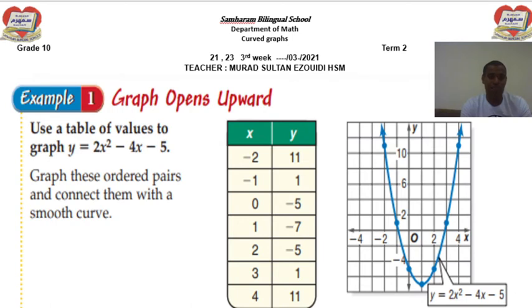The vertex is at this point. As here the coefficient of the x squared term is negative, your curve will be like that. So this point will be a maximum. Identify the vertex as a maximum or a minimum. Look here, since the coefficient of the x squared term is negative, the parabola opens downwards and the vertex is a maximum point.